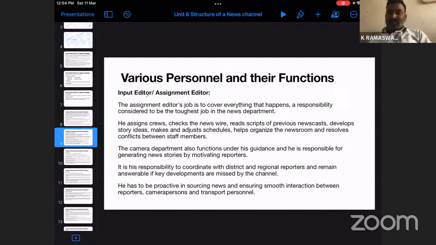That is the agenda, for example. So this agenda will be passed to the reporters. The reporters work on this topic only.